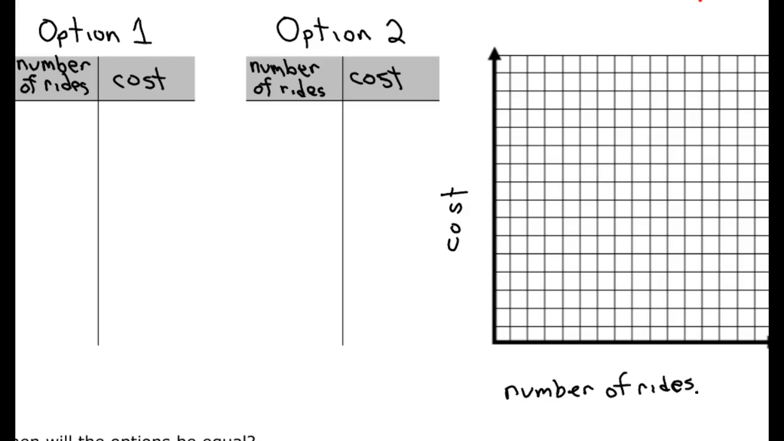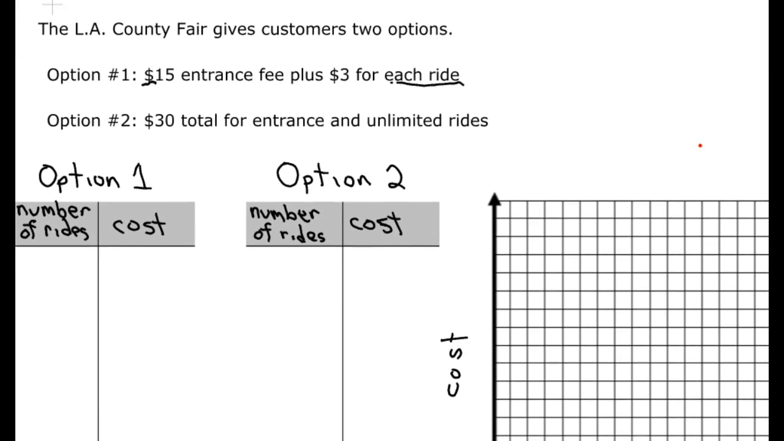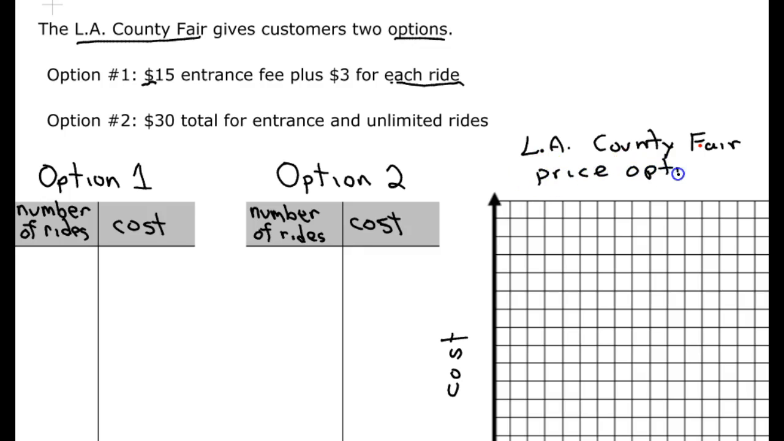You can even put a title for the whole graph. And I'm not coming up with these, I'm just taking it from the prompt over here. Well, what is this whole graph of? What are these tables of? They're LA County Fair price options, and you can just write that in there. That's it. And this is all before I've done any numbers. I'm just labeling everything so I know what it is, so at the end, it's very clear.